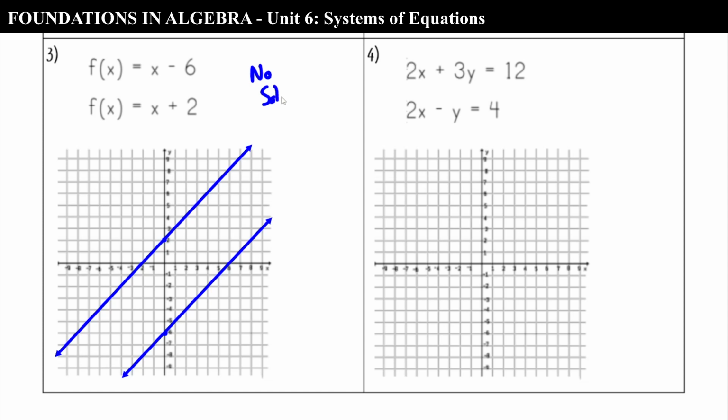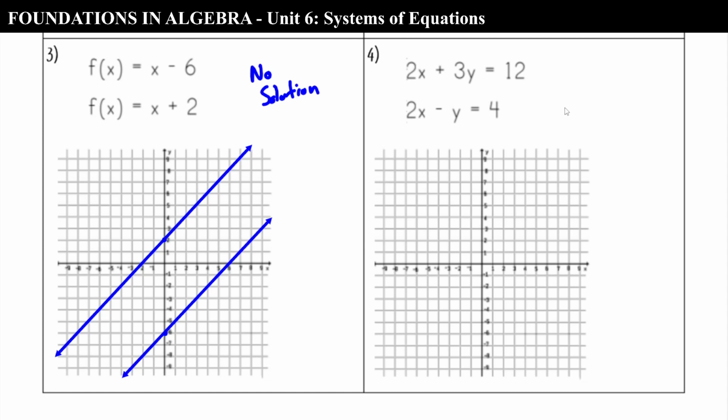no solution. And here's another thing to keep in mind. If you have the same slope but different y-intercepts, then you're going to have parallel lines, because if you have the same slope, you're going to have parallel lines. And if they have different y-intercepts, then those parallel lines will be in different locations.